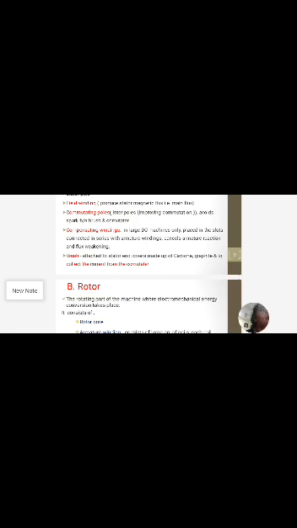If it is a case of a generator, the function of a commutator is to convert the internally developed alternating EMF to the DC EMF. The main function is, in case of DC generators it converts AC to DC, and in case of motor it produces the unidirectional torque. This is about the commutator.